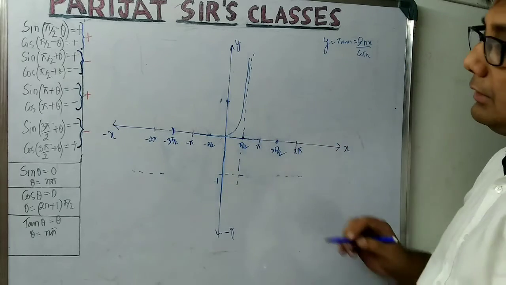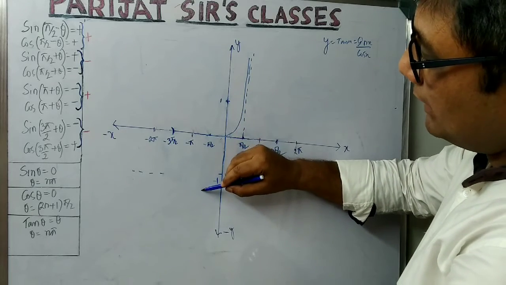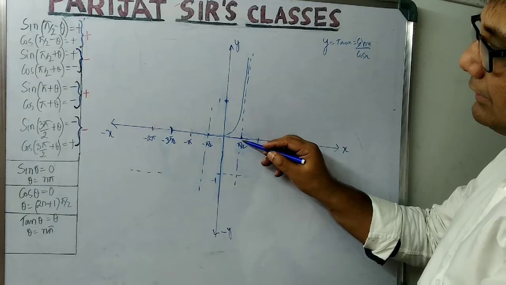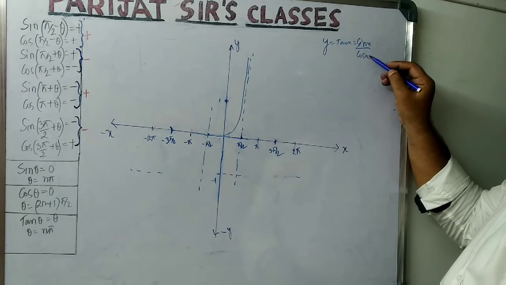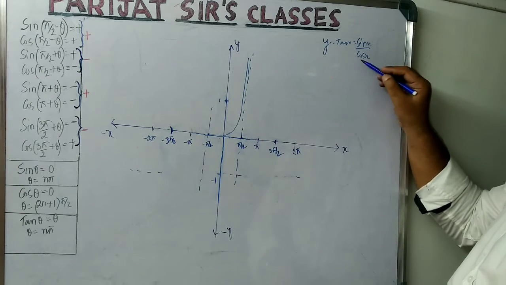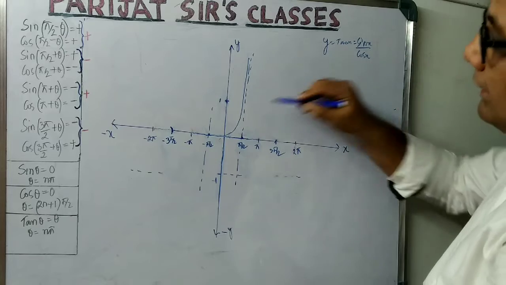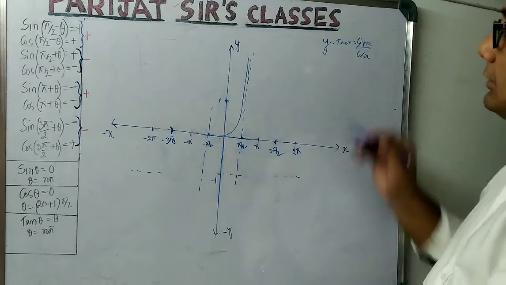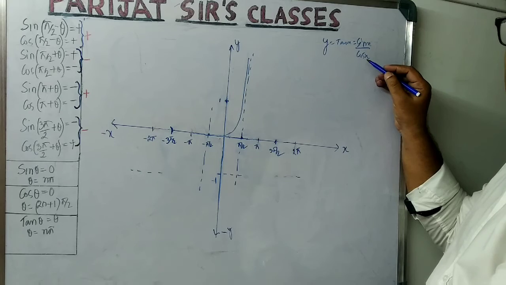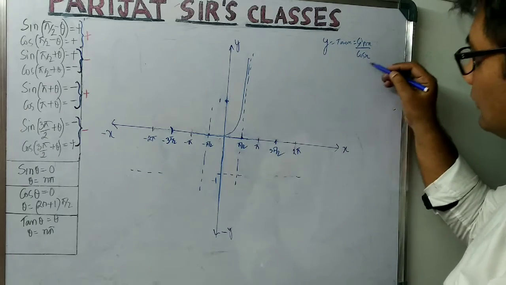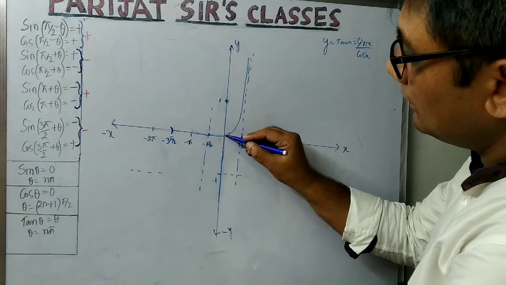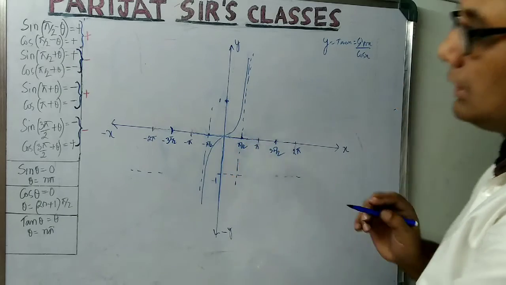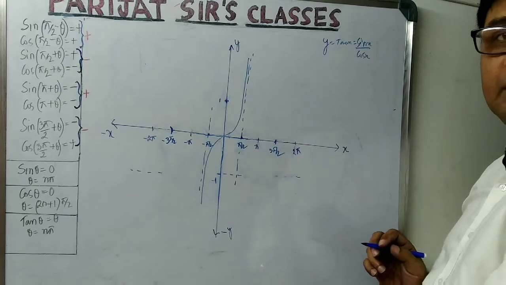The function will become like this, and friends, watch here that as x tends to 90 degrees, it is tending to 0. Tending to 0 means infinite. So the graph moves towards infinity. Similarly, as x tends to minus π/2, this function is tending to minus infinity. So the graph will be like this.